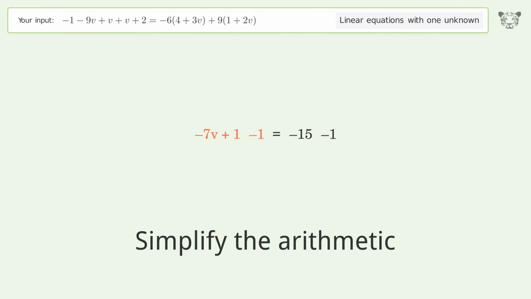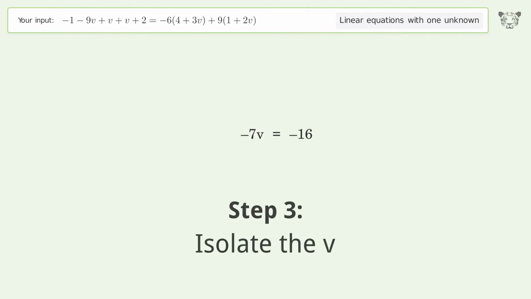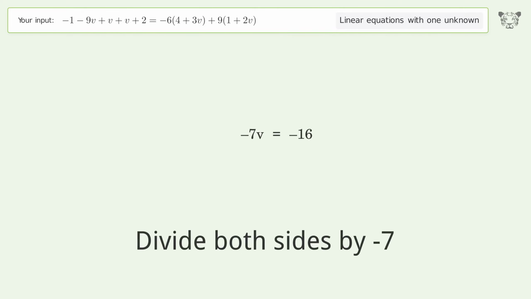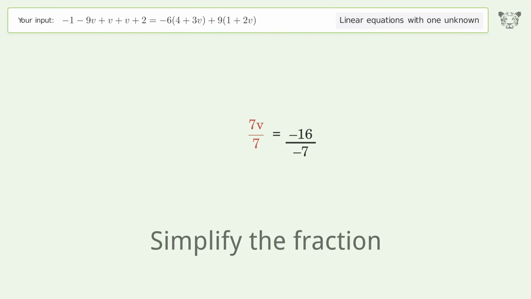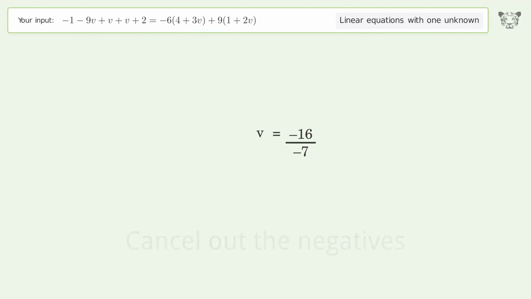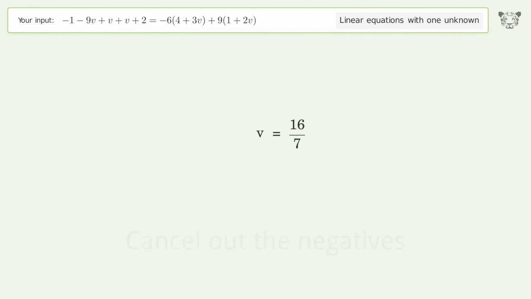Simplify the arithmetic. Isolate the v. Divide both sides by -7. Cancel out the negatives. Simplify the fraction. Cancel out the negatives. And so the final result is v equals 16/7.